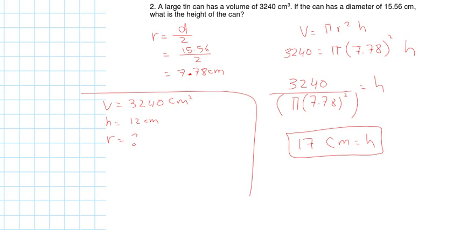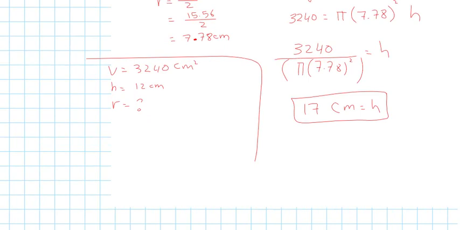I don't know how to get to that. You jump to the conclusion. The r is beside the square, it's under the square. Okay, so let's fill it out. I know the volume, and the volume is 3240, and then pi r squared, and then my height is 12.